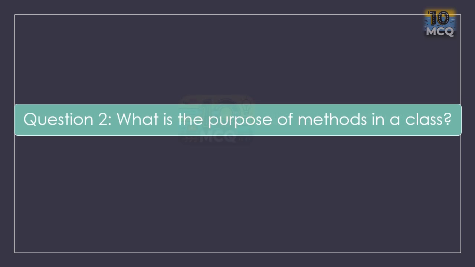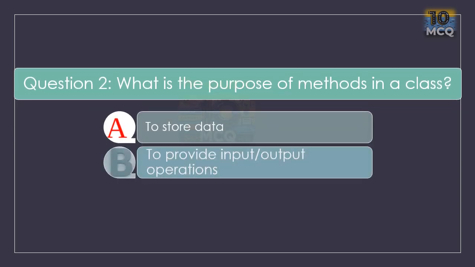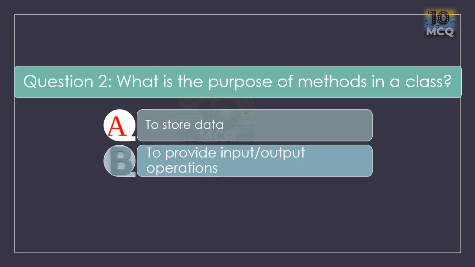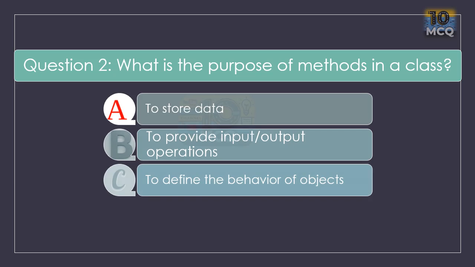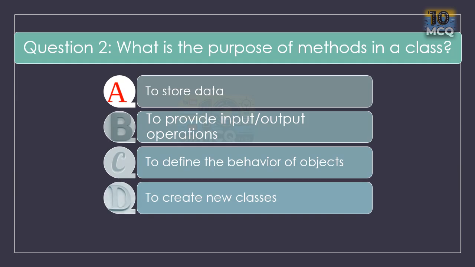Question 2. What is the purpose of methods in a class? Option A, to store data. Option B, to provide input-output operations. Option C, to define the behavior of objects. Option D, to create new classes. The correct answer is option C, to define the behavior of objects.